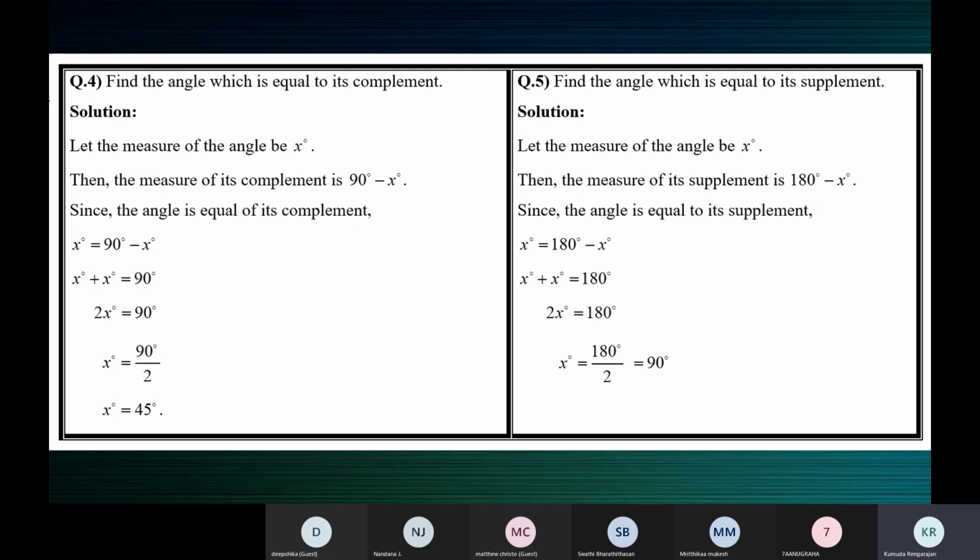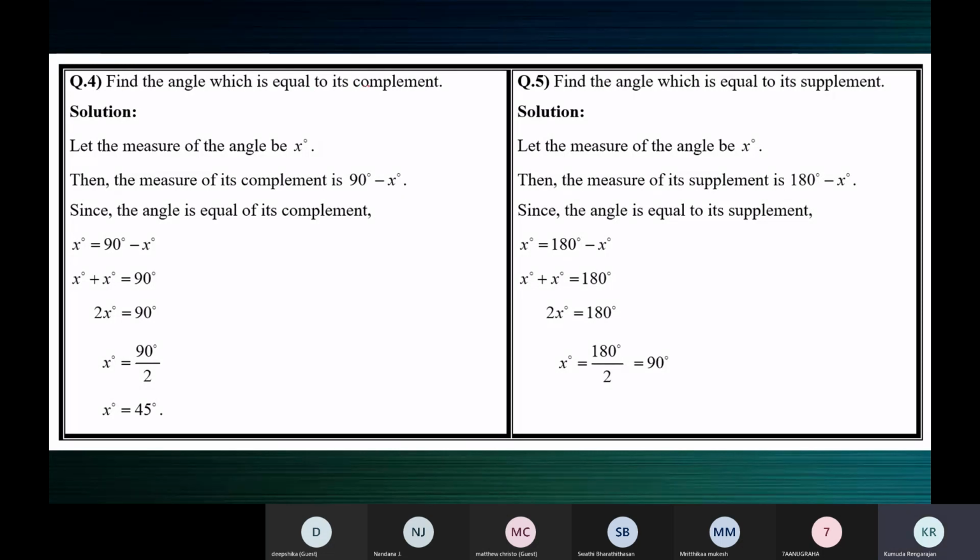Yes, ma'am. So let the measure of the angle be x degrees. Then the measure of its complement will be 90 minus x. But it's given that the angle is equal to its complement. That is, x is equal to 90 minus x.